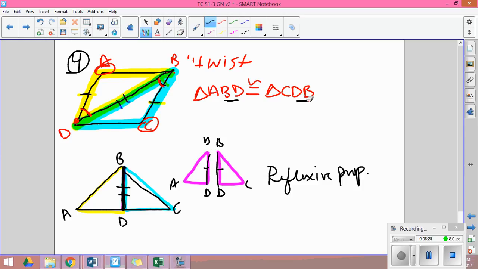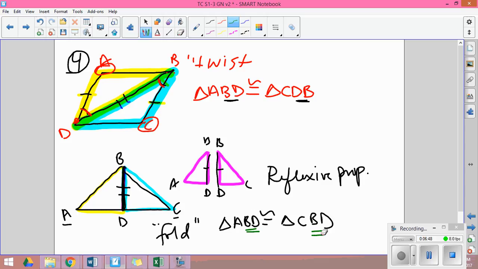Down here, this is a fold. If I fold this in half, they'll match up. So down here, triangle ABD would be congruent to triangle, A corresponds to C, CBD. And you see BD matches up with BD because this just folds right in half. The reason this top one is congruent is by side, angle, side.